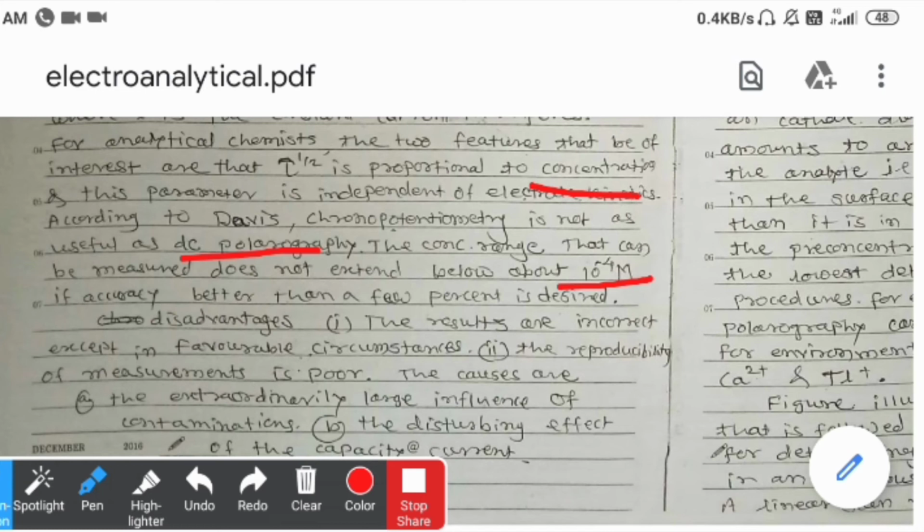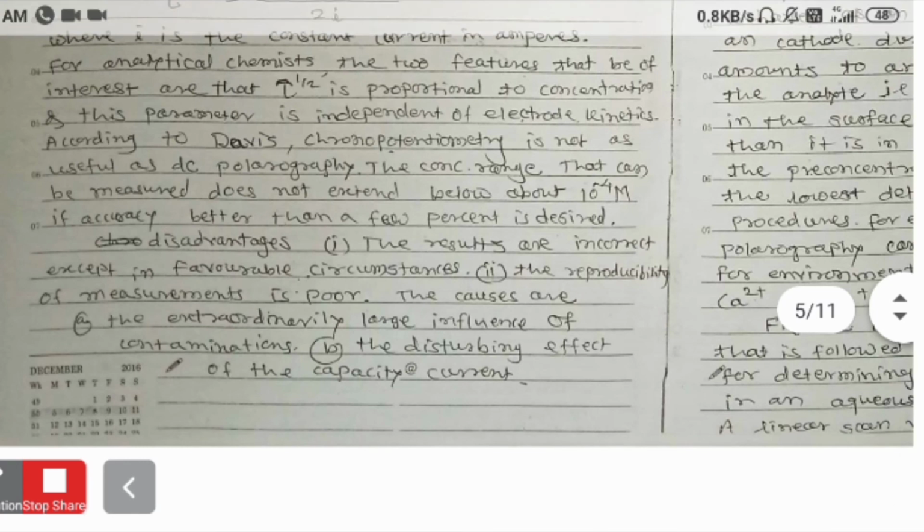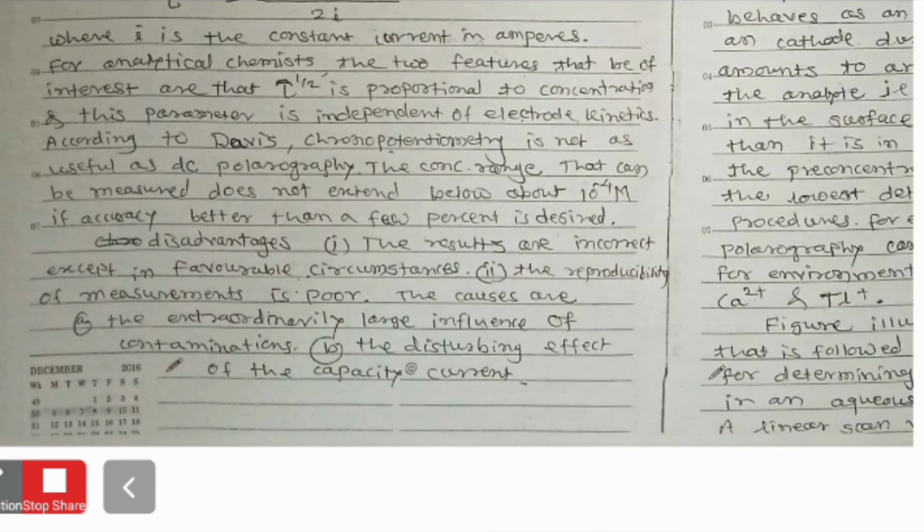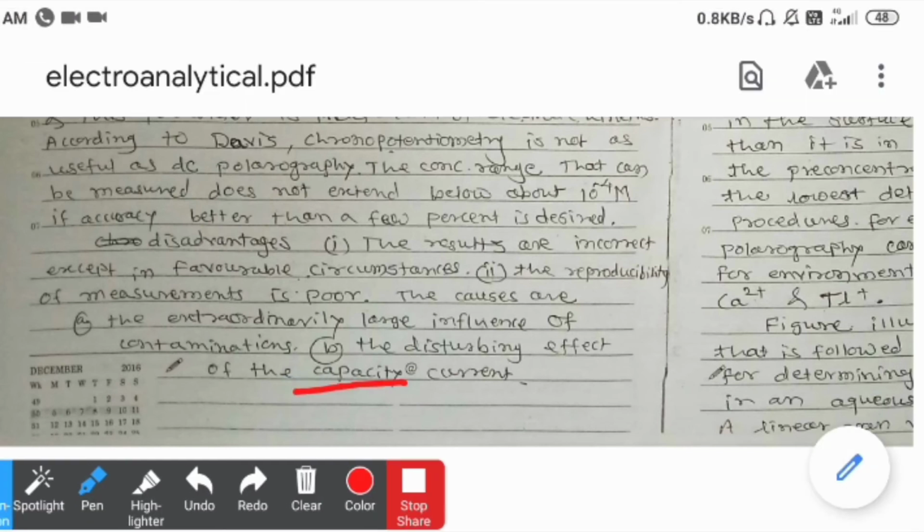So it is less accurate than our differential pulse polarography. So what are the various disadvantages of this technique? The results which are measured are incorrect except in favorable circumstances. The reproducibility of measurement is quite poor, and an extraordinarily large influence of contaminants is observed, along with the disturbing effect of capacitive currents, or the charging current. So these are certain disadvantages for this technique.